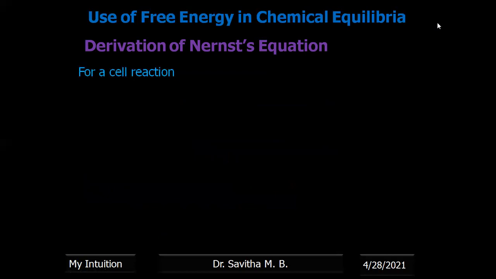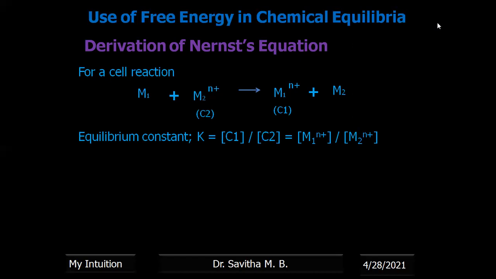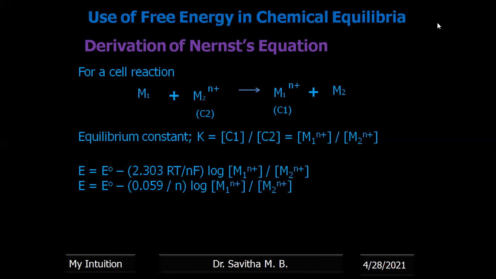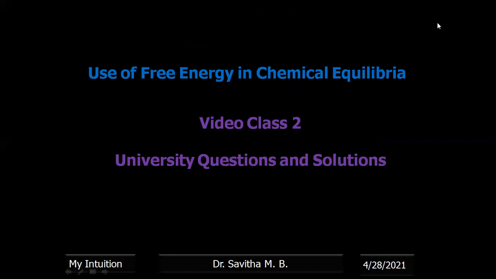Now, if you write the Nernst equation for a cell, as you know, the cell has the anode and the cathode reaction. It is a redox reaction, right? So let us write the anode reaction and the cathode reaction. And finally writing the net cell reaction. Now I am writing the net cell reaction. Considering the same equation we have considered for the Nernst equation derivation of a single electrode, we have E is equal to E naught plus 2.303 RT by NF log of concentration of product by reactant. Now here the product is M1N plus and the reactant is M2N plus. So substituting that, we have E is equal to E naught minus 2.303 RT by NF log of product by reactant. So that shows the Nernst equation for a cell.